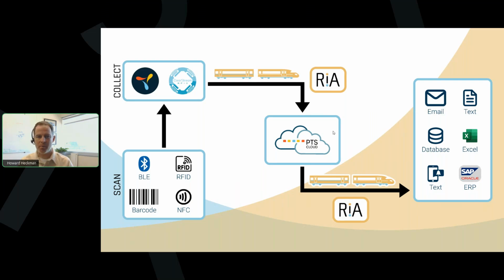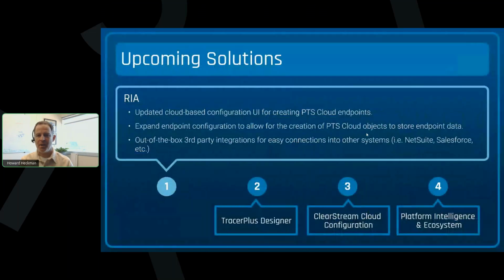So going forward, what we want to work on as our upcoming solutions for RIA is to allow RIA to actually customize and create these PTS clouds for you. So not only are they endpoints that allow you to get the data in and out of the cloud, but behind the scenes, it's actually building those cloud objects for you. If you sign up for a PTS cloud portal, you can sign into the service and start building out that cloud as you need to.